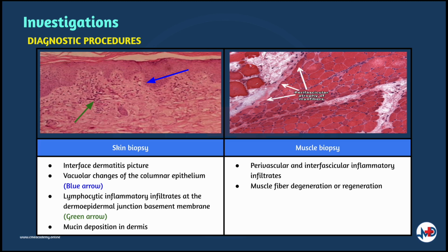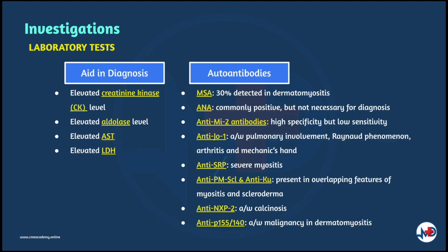However, in muscle biopsy, perivascular and interfascicular inflammatory infiltrates, as well as muscle fiber degeneration or regeneration, can be identified. We can send some blood tests to the lab to aid the diagnosis of dermatomyositis. Patients with dermatomyositis will have elevated creatine kinase level, aldolase level, AST level, and LDH level.